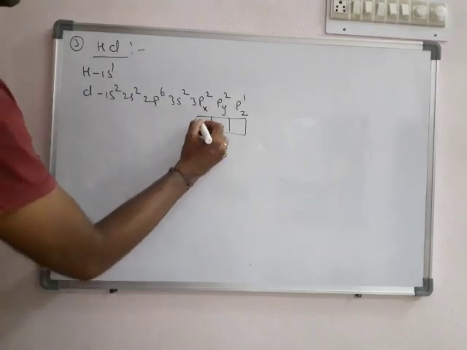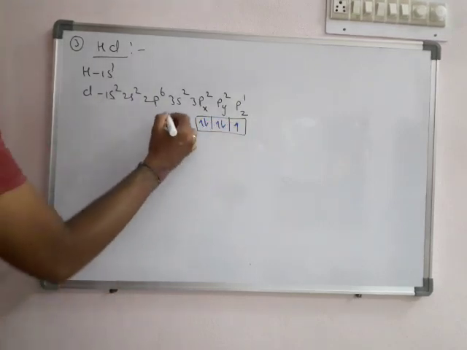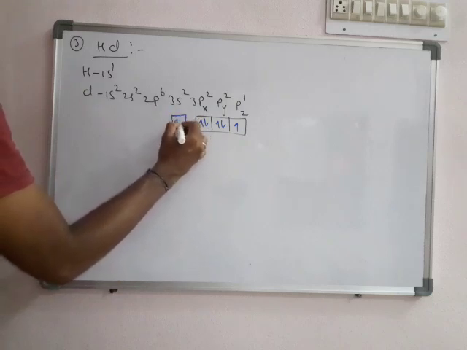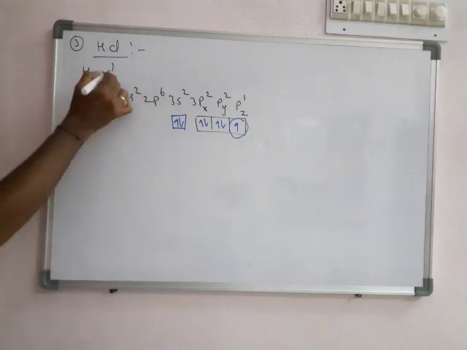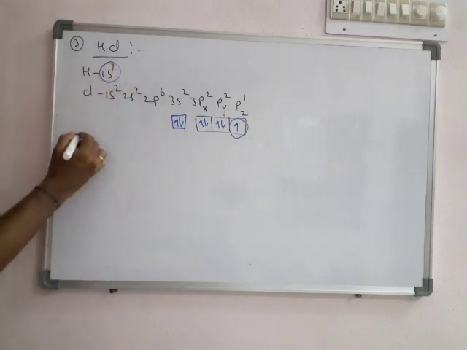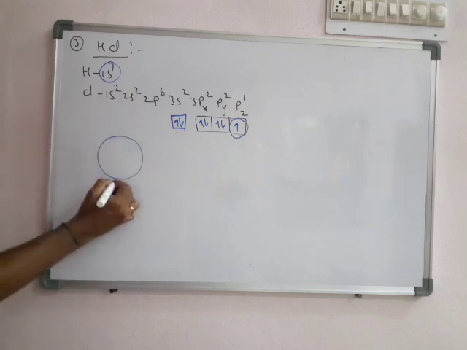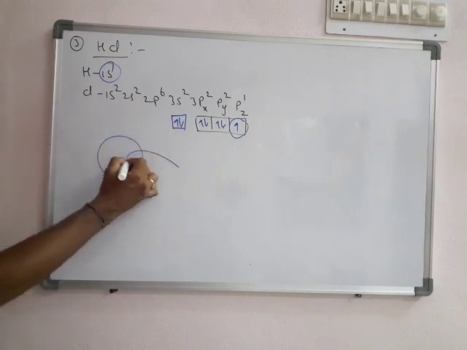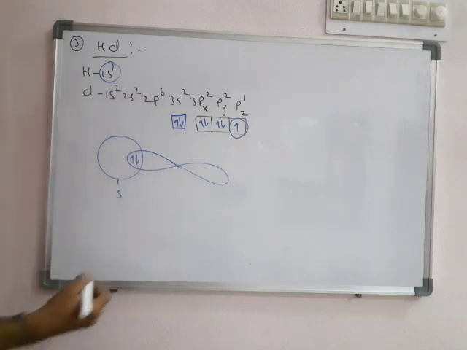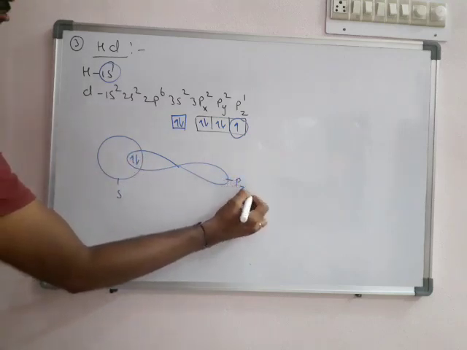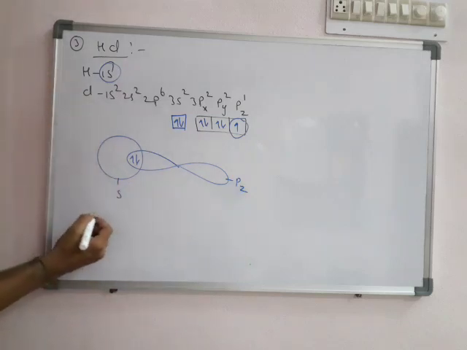So pz1 and 3s2. Here only one part is involved. Means in the formation of HCl, the s orbital of hydrogen and the p orbital of chlorine are involved in the bond formation. So this is pz of chlorine. This is the s orbital of hydrogen. Now there is a formation.